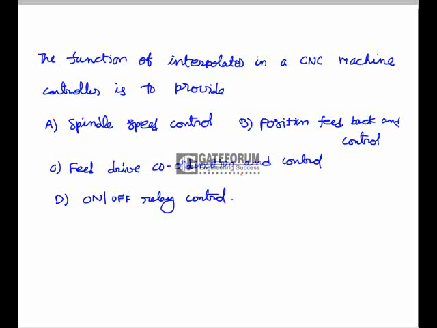The function of interpolator in a CNC machine controller is to provide. Here the options are spindle speed control, position feedback and control, feed drive coordination and control, on or off relay control. Here the right option is C. C is the right answer.